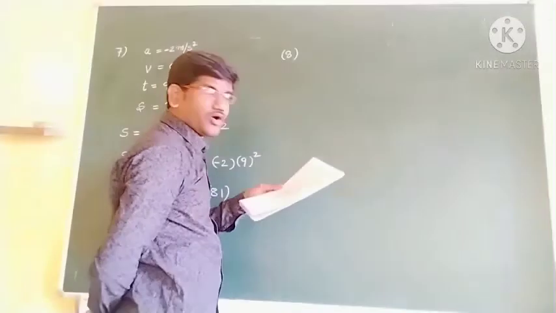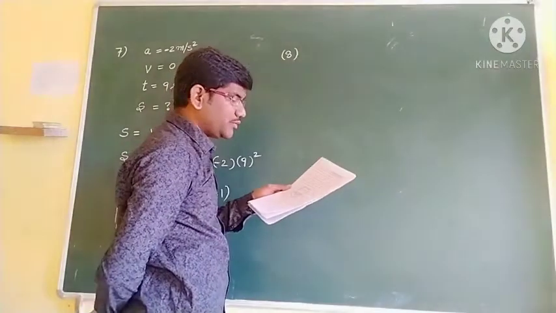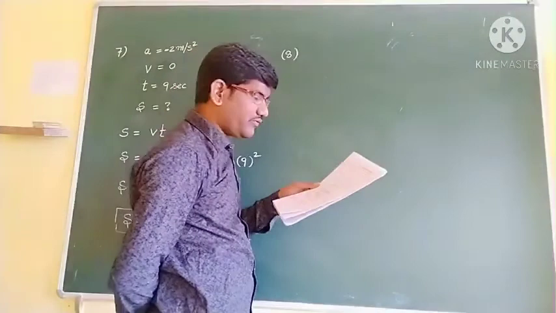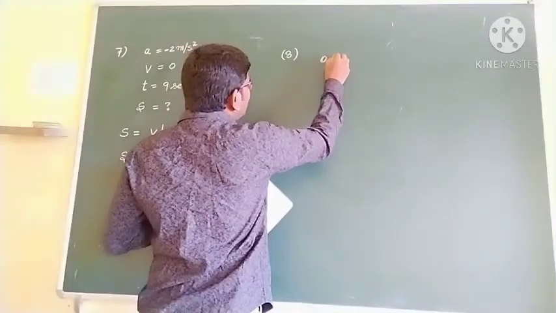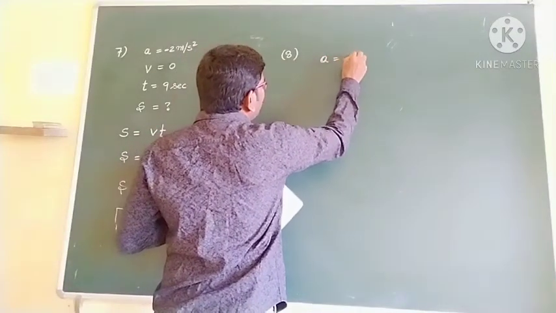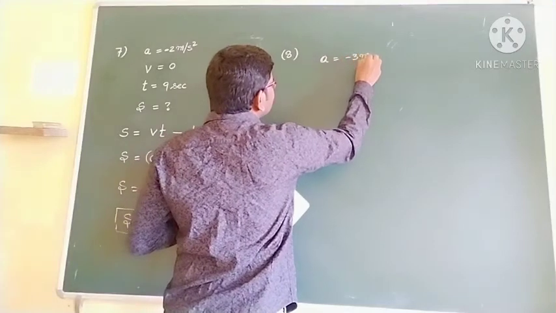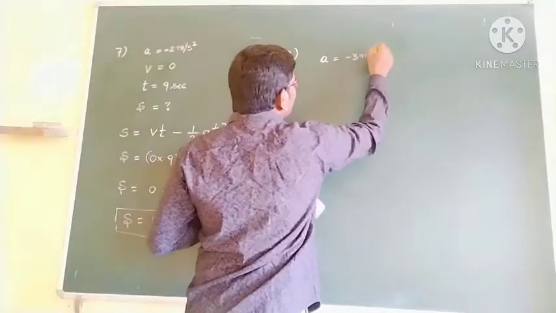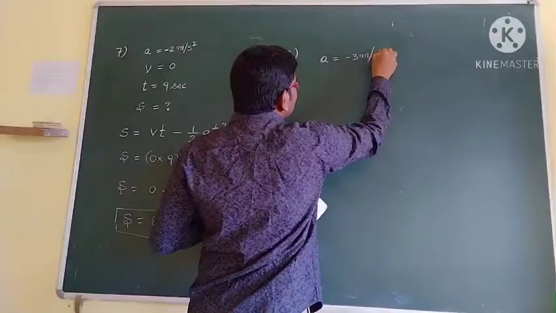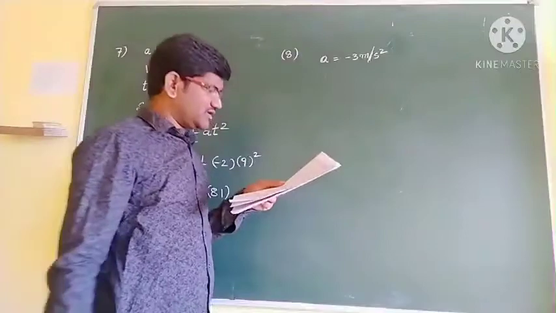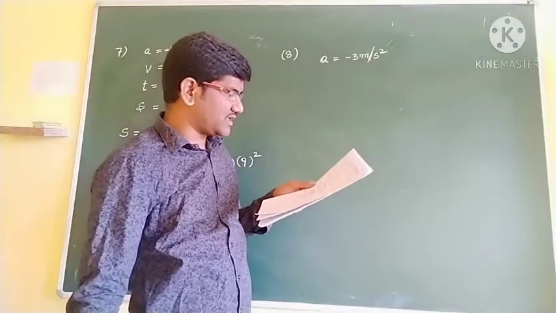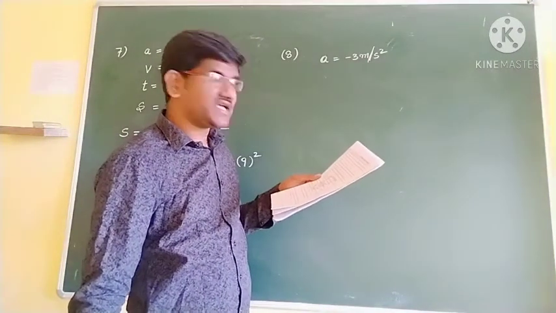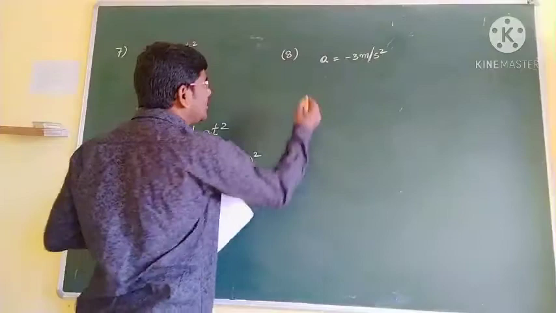The brakes of an automobile can produce a constant deceleration of 3 meters per second square. So that a value is equal to minus 3 meters per second square. So that is a deceleration. Find the maximum distance traveled?